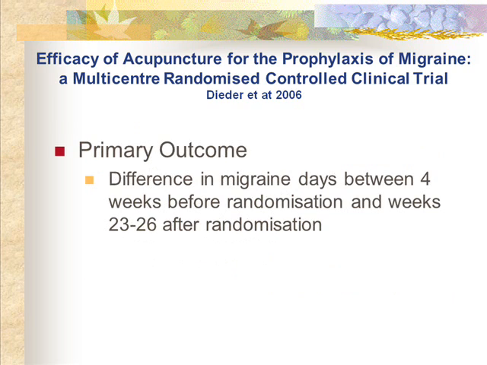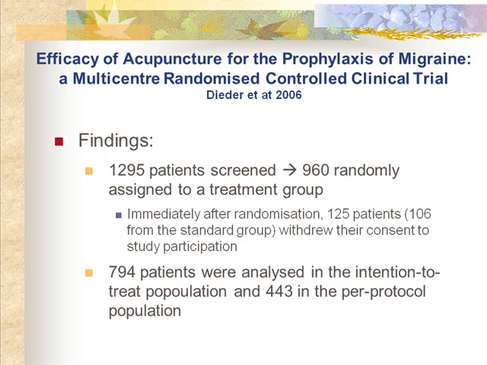Okay, primary outcome, difference in migraine days between 4 weeks before randomization and after that, when you reassess them 23 to 26 weeks later. So more than 1,000 patients screened, 960 randomized into the treatment groups. Immediately after randomization, 125 patients straight away withdraw. In fact, 106 of them were actually randomized into the standard group. So this is one of the problems that we face when we do acupuncture research.